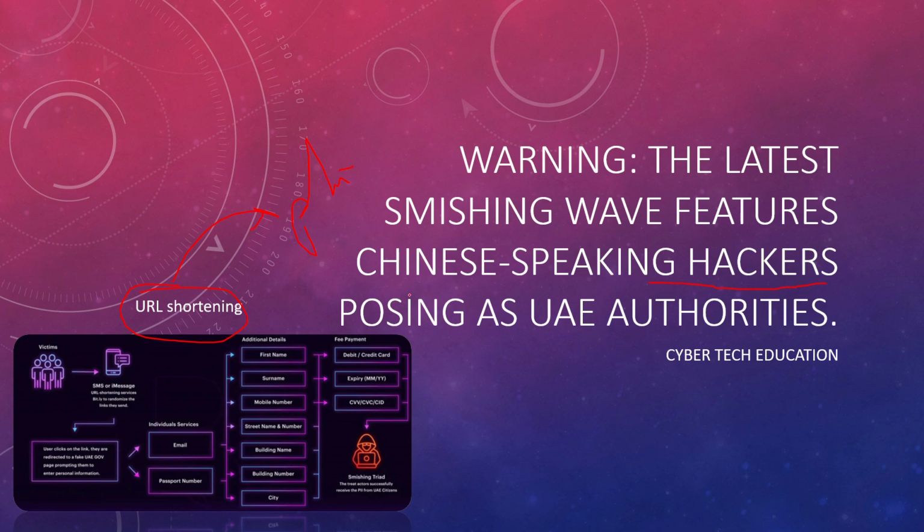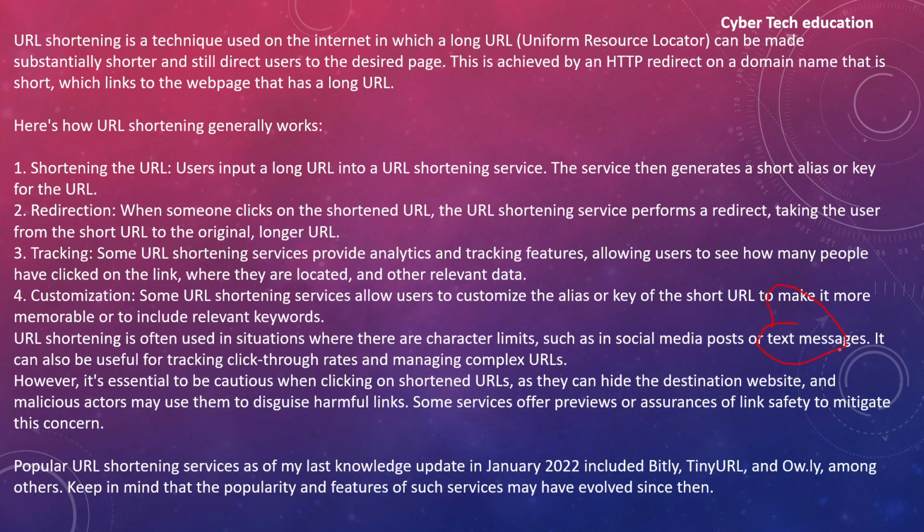Basically this has been used by Chinese-speaking folks posing as genuine authorities through text messages, using URL shortening methods or techniques. However, it is essential to be careful, as we need to take some precautionary measures. When you click on a shortened URL, it may hide the destination website, and a malicious actor may use them to disguise harmful links.